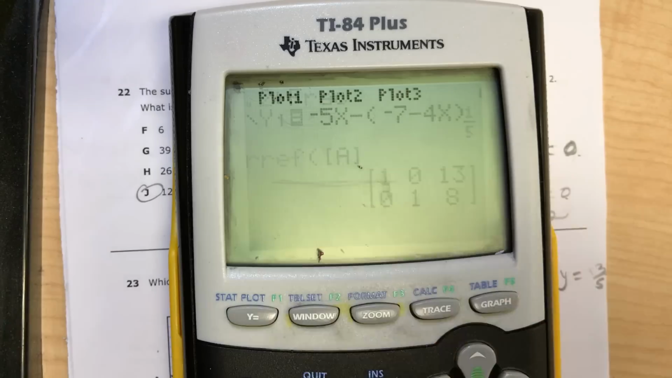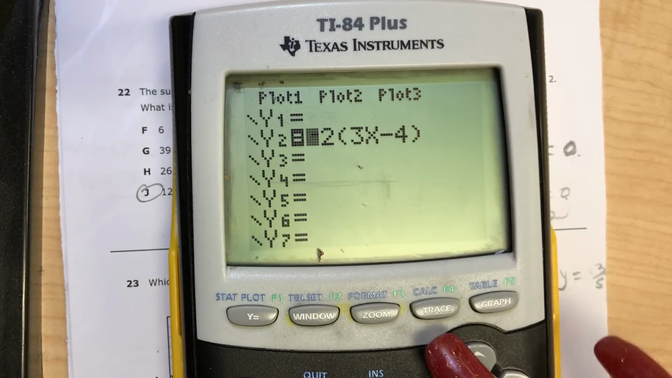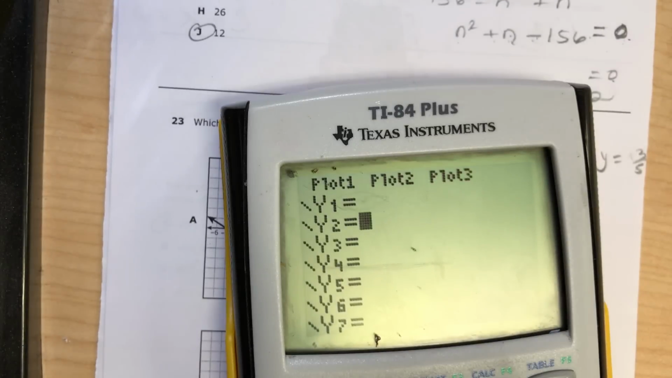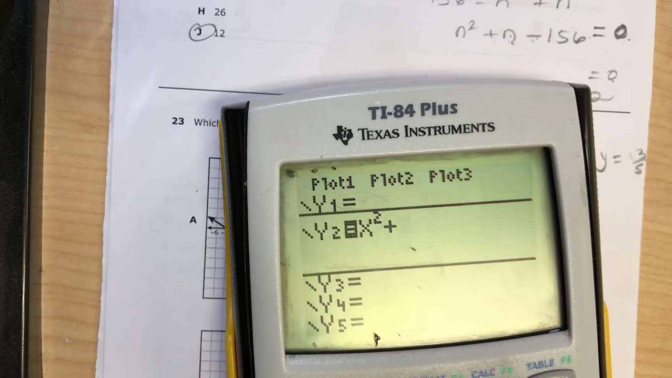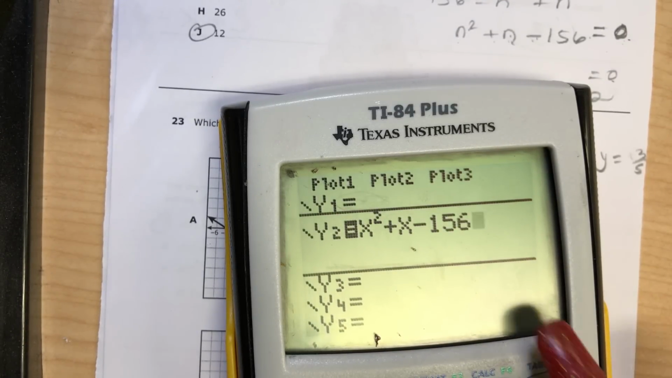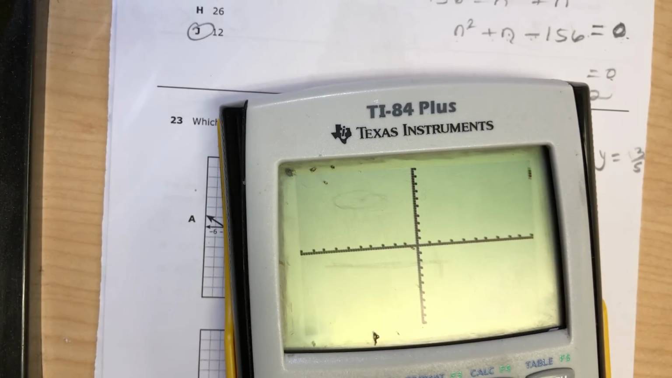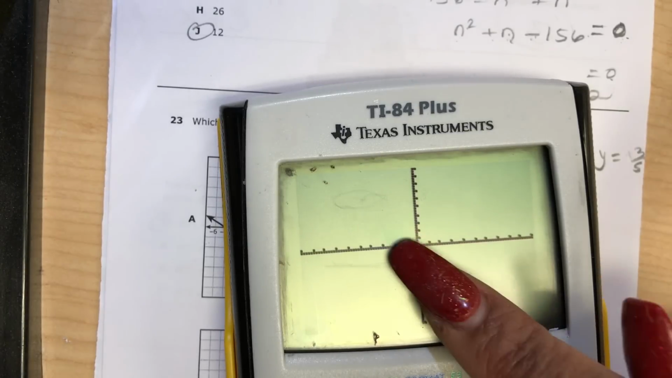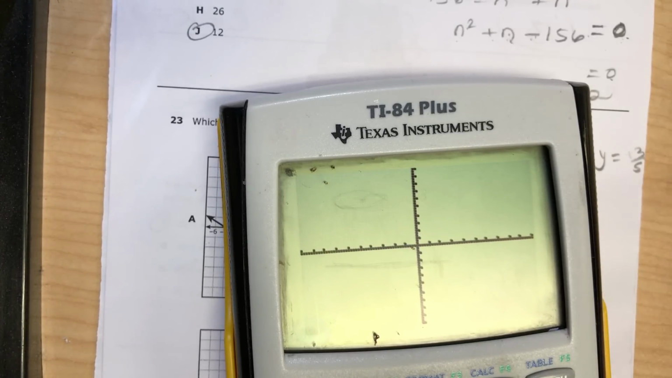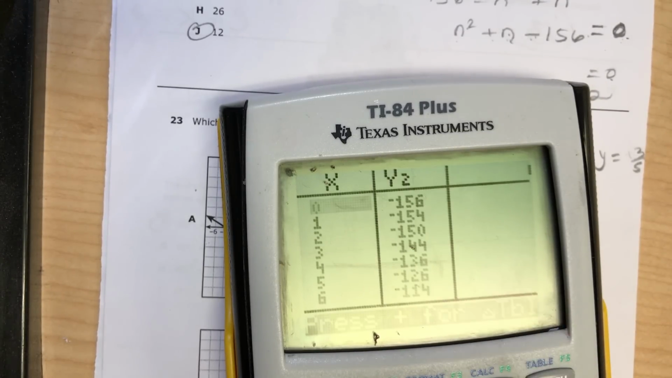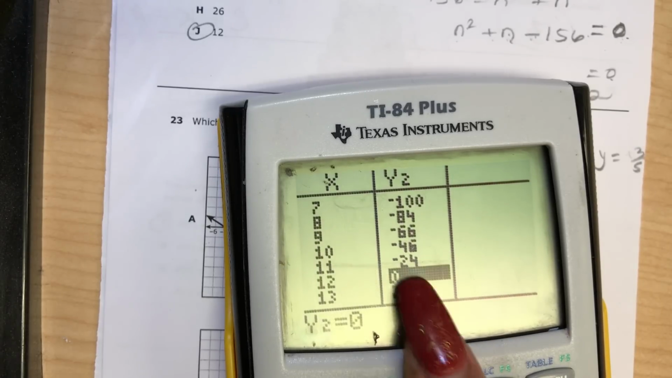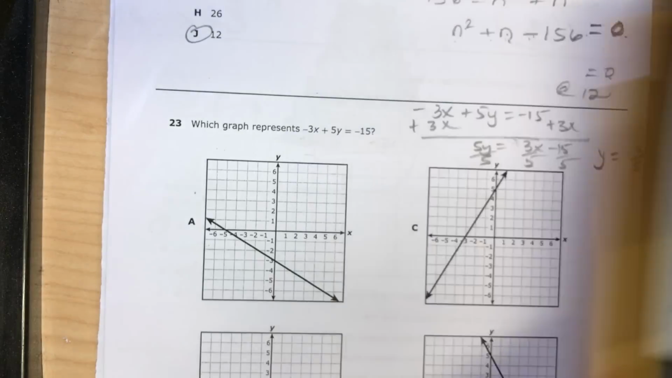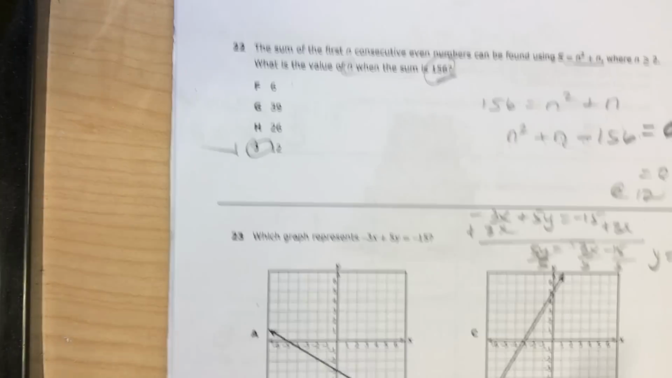To do that, you go to the y equals screen and type in x squared plus x minus 156, press graph. It doesn't really matter if you put it in y1 or y2. I don't see it because the y-intercept is negative 156. Nonetheless, I can still go to the table, second graph, and look for the 0. When I go all the way down, I see that 0 happens at 12. So the answer to this problem is 12.